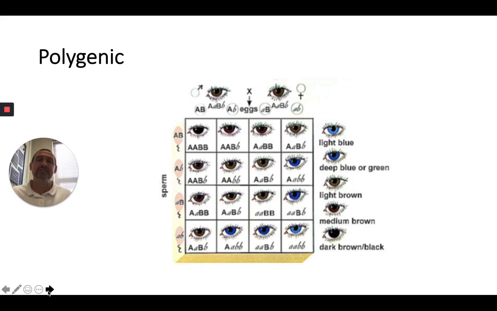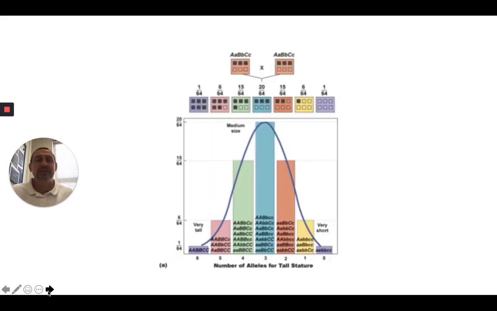So polygenic traits, because they're controlled by more than one gene, there's a lot of variety in expression. In this way, the environment can play a role. So sometimes the environment can affect the expression of those genes so that they might or might not be expressed to their full potential. Here's another example, height.